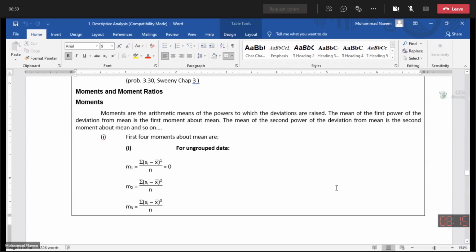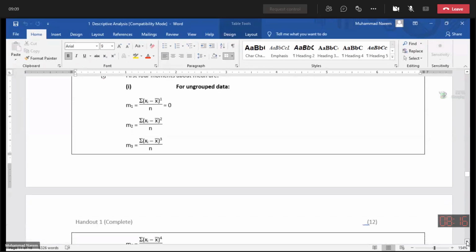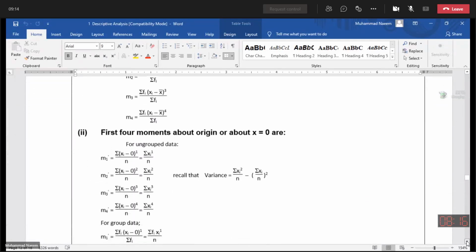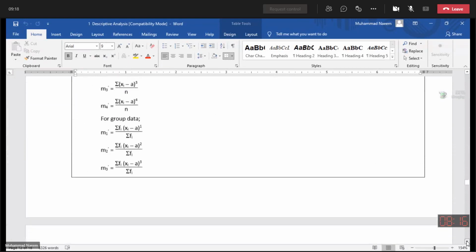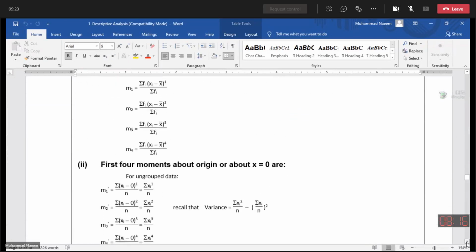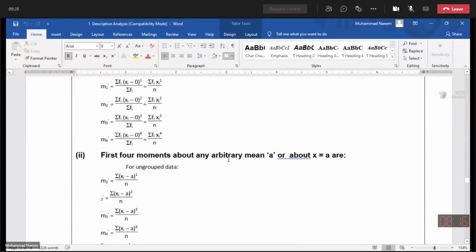And moments are of three types. First one, moments about the mean. Secondly, moments about origin. And the moments about any value arbitrarily chosen, that is called arbitrary mean, or you can say about a value A.